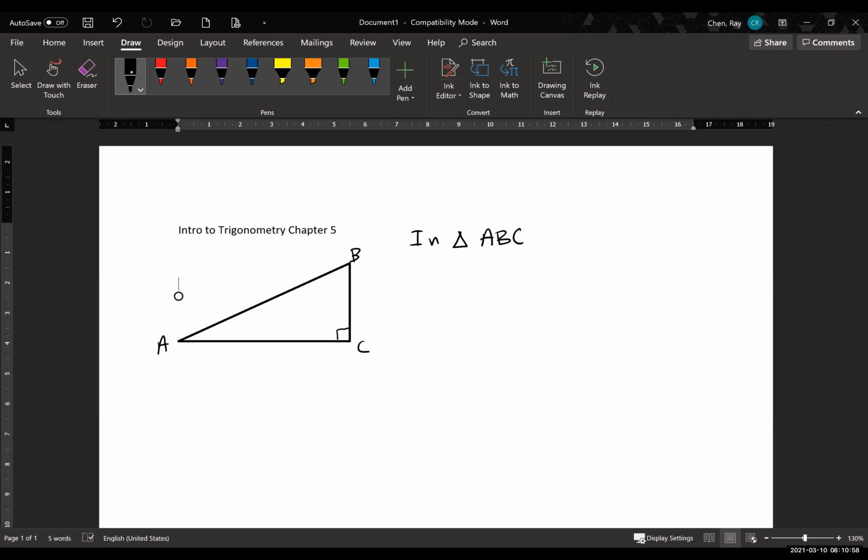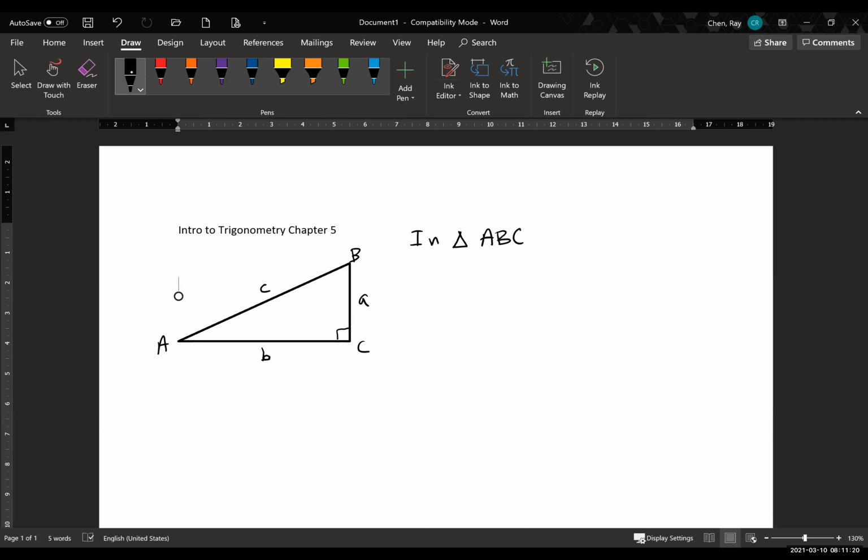So what about the sides? Again, what I'm going to do is label the sides. If you want to pause the video, go right ahead. But I think a lot of you know what I'm going to do. The sides of this particular triangle will be as follows. This will be side A, this will be side B, and this will be side C.